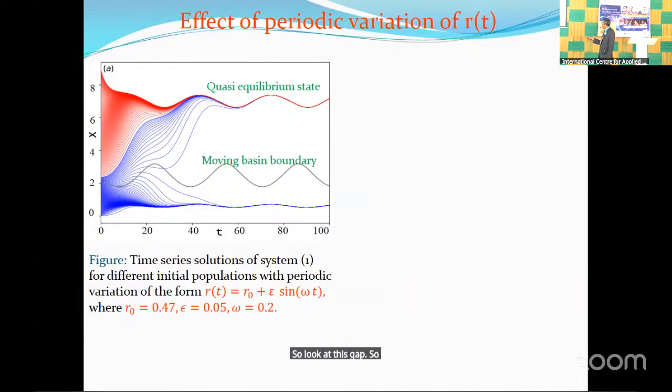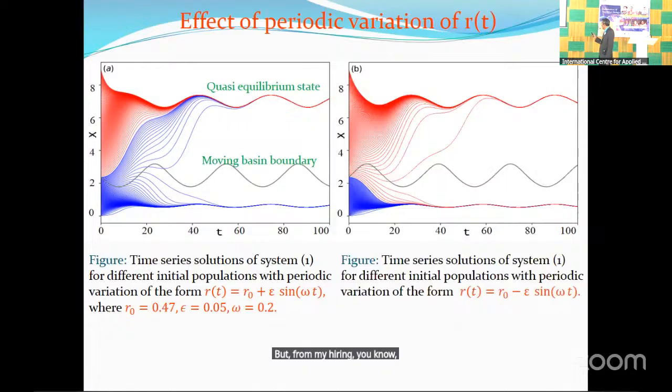Near the bifurcation point, some blue trajectories, which are supposed to converge to this lower equilibrium, converge to the higher equilibrium instead. And if we consider r(t) equal to r0 minus epsilon sin omega t, in this case some red colored trajectories, which are supposed to converge to this high equilibrium point, rather converge to the lower equilibrium point. So some trajectories interchange thereafter due to the interaction of these fluctuations.